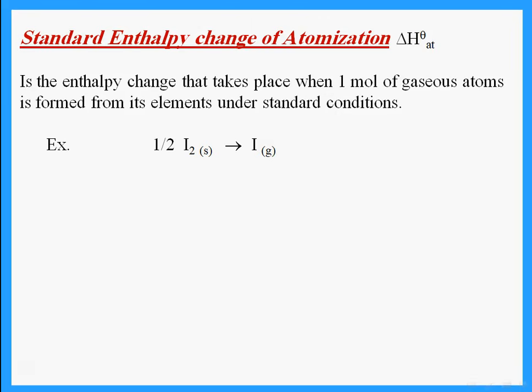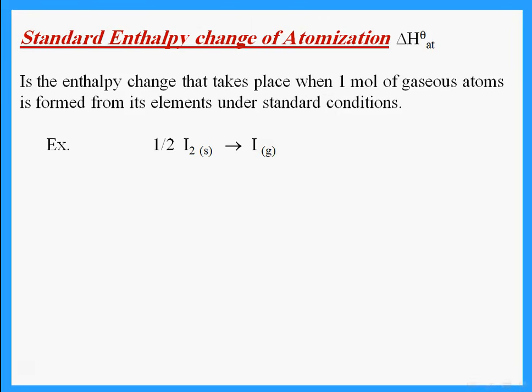So for example, if I have iodine, iodine is I2 under standard conditions. That means 25 degrees Celsius and 1 atmosphere. Under normal laboratory conditions, it's a solid. So that is its standard condition. If I'm talking about standard enthalpy change of atomization, that means first I have to change the iodine to a gas and break it up into atoms. So instead of having I2, which is a diatomic molecule, I'm going to break this molecule to form atoms.